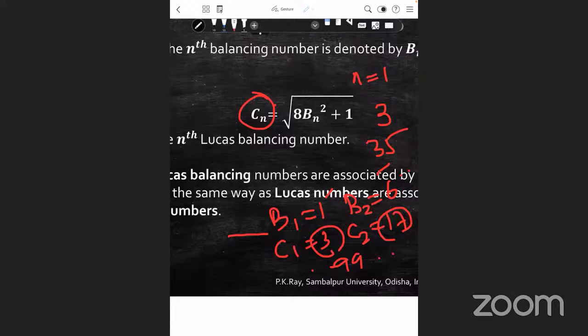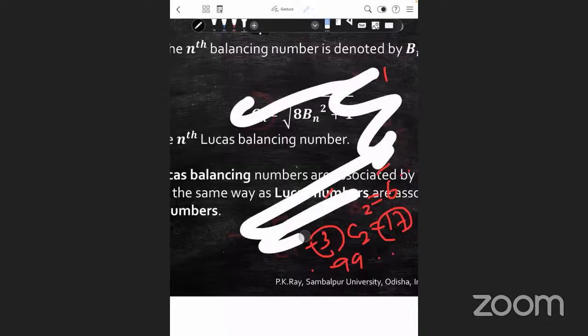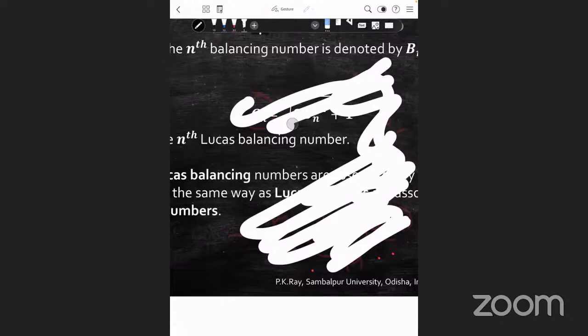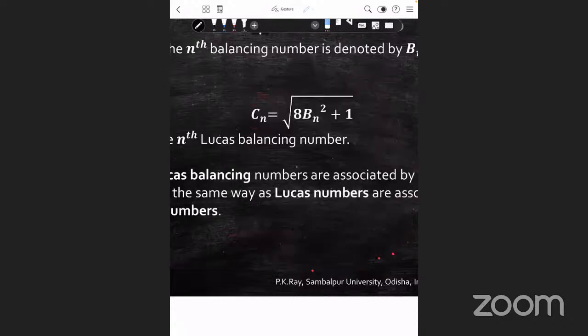These are the Lucas balancing sequence. So why do we name this one the Lucas balancing sequence? Because friends, as you know, Fibonacci numbers and Lucas numbers are well connected. In the similar way that Lucas numbers and Fibonacci numbers are connected, our Lucas balancing numbers and the balancing numbers are connected. That's why we name it so.